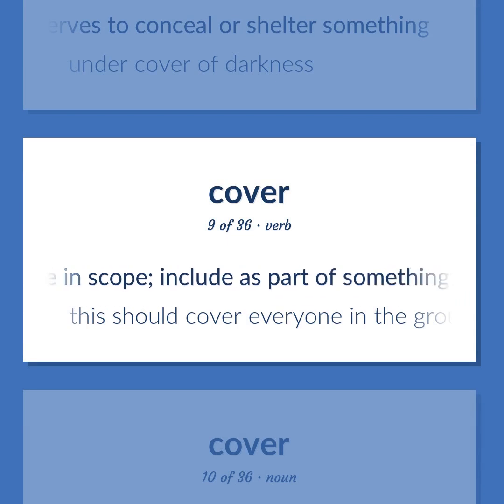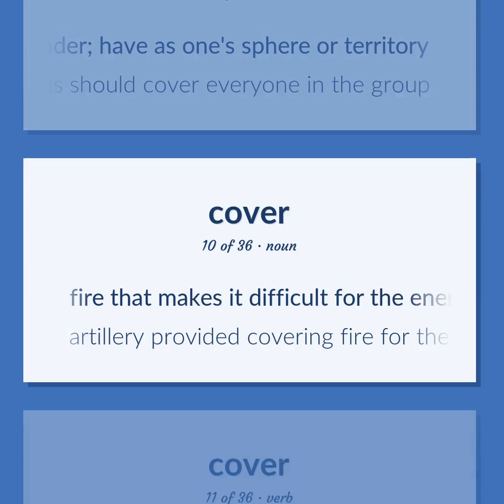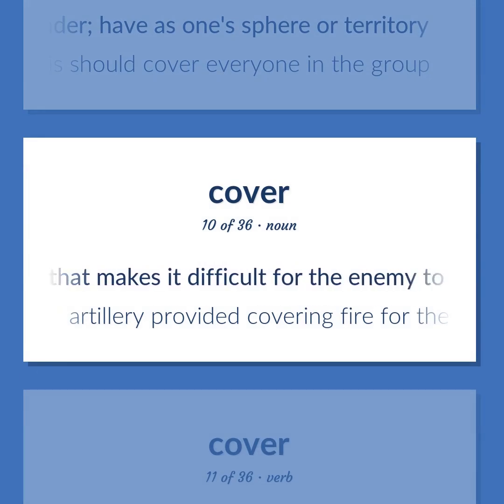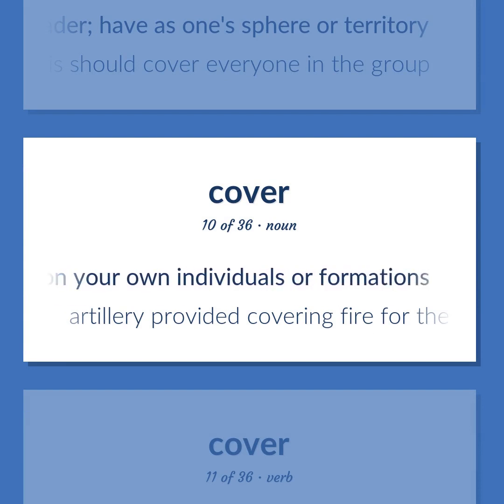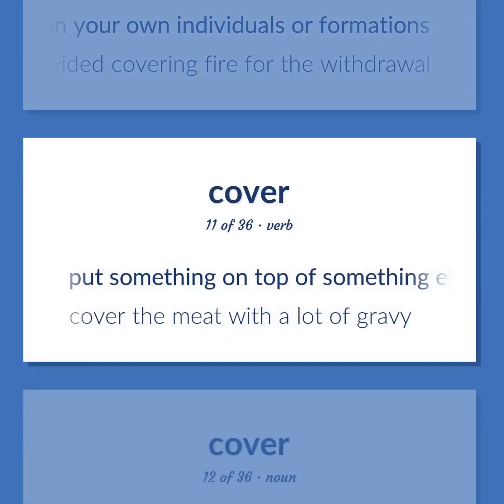Include in scope. Include as part of something broader. Have as one sphere or territory. This should cover everyone in the group. Fire that makes it difficult for the enemy to fire on your own individuals or formations. Artillery provided covering fire for the withdrawal. Put something on top of something else. Cover the meat with a lot of gravy.